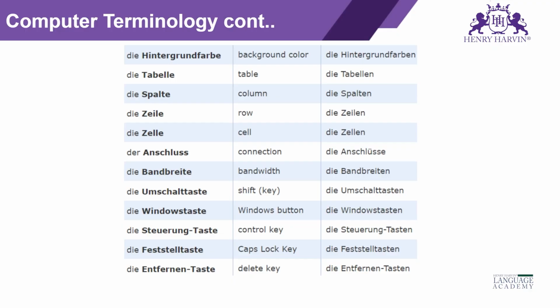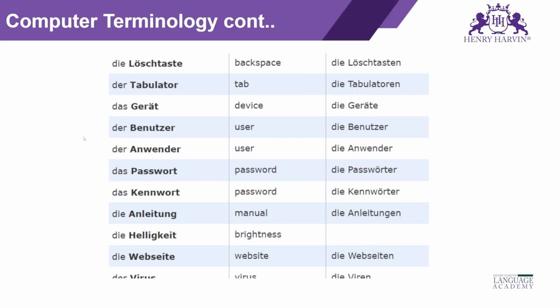Column, Spalte. Zeile is row. Zelle is cell. Anschluss, connection. Bandbreite, bandwidth. Umschalttaste, shift key. Windows Taste, Windows button. Steuerungstaste, that is control key. Feststelltaste, that is caps lock. Entfernen-Taste, delete key. Escape is escape. Then we have backspace, that is Löschtaste.